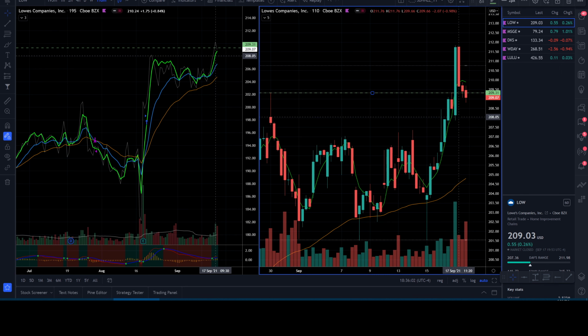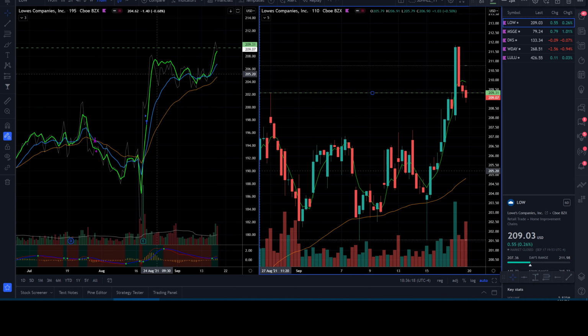So in the last trading day, it popped out of that line and came back in, but the whole market was down a little bit, so this is a good one for me to get in, right? So that is what I'm looking for as an entry point.